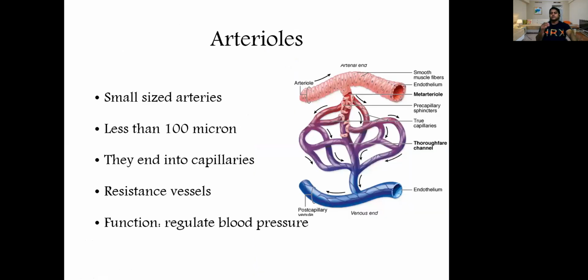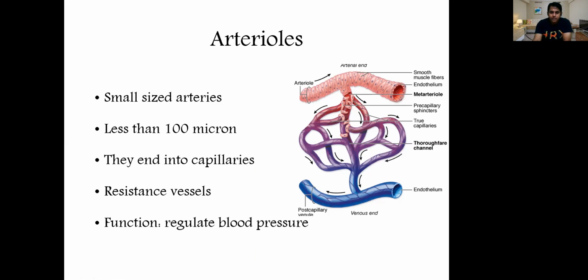Okay, let us come towards the smaller artery, which is also called the arteriole. How small are they? They have a size of less than 100 microns. In this picture, this is the arteriole, this side is a venule, and in between both are the capillaries. Arterioles are also called resistance vessels. Their contraction can create resistance and helps in the regulation of blood pressure, so they are called resistance vessels. This may come as an MCQ: the resistance vessels are arterioles.